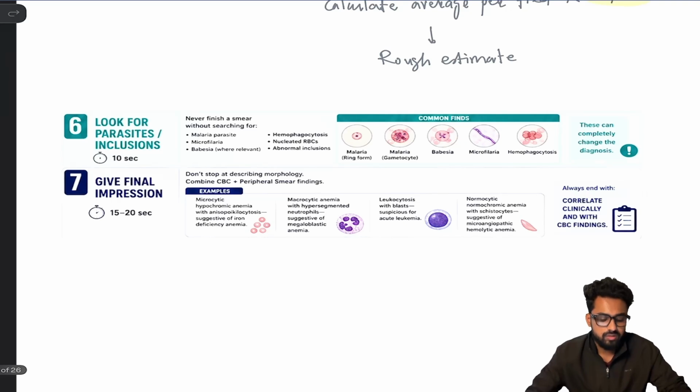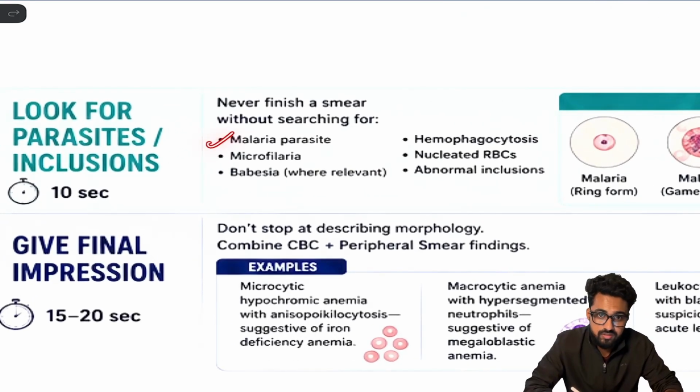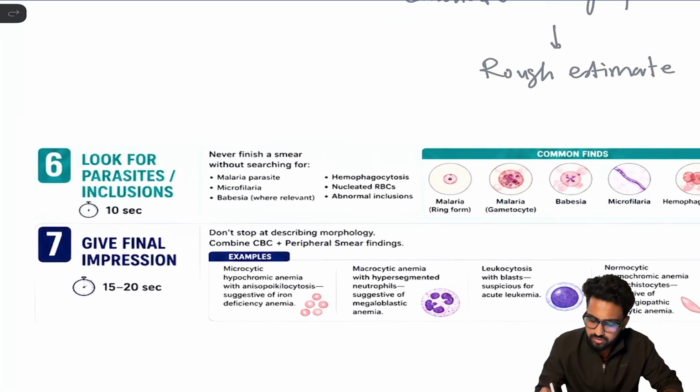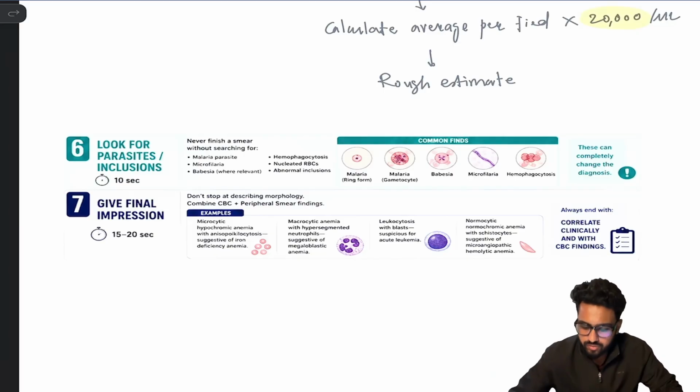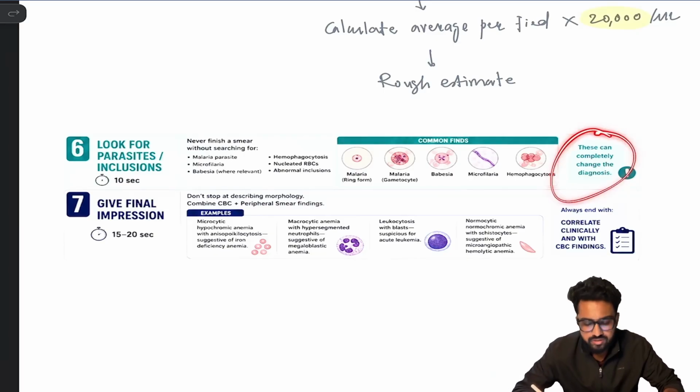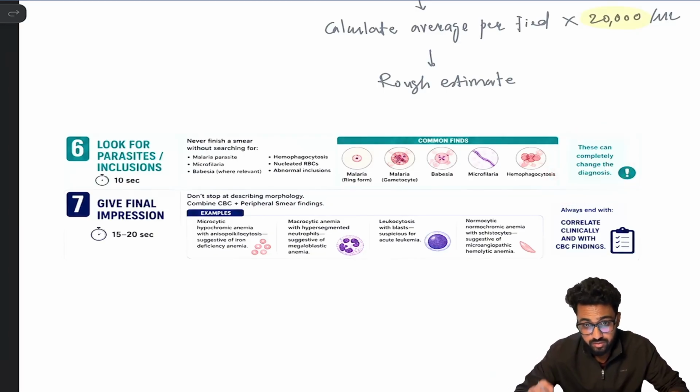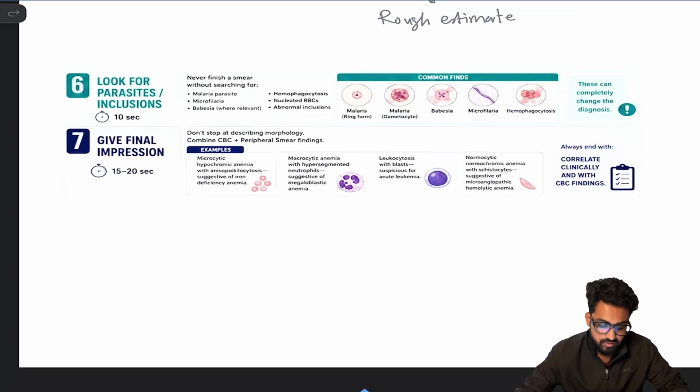Next step is to look for parasite inclusions. So after platelets, don't just report it out, always look for hemoparasites. Never finish a smear without searching for malarial parasite, microfilaria, babesia whenever relevant, hemophagocytosis, nucleated RBCs, abnormal inclusions in the RBC cells. We will learn this in further videos ahead. This will completely change the diagnosis if there is any hemoparasite.